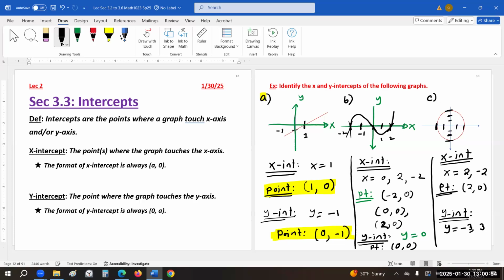2, 0, -2, 0. And for y? Are you sure? 0, 3. The first one is 0, -3. I don't have much space, so let me write here again. 0, +3, and 0, -3.